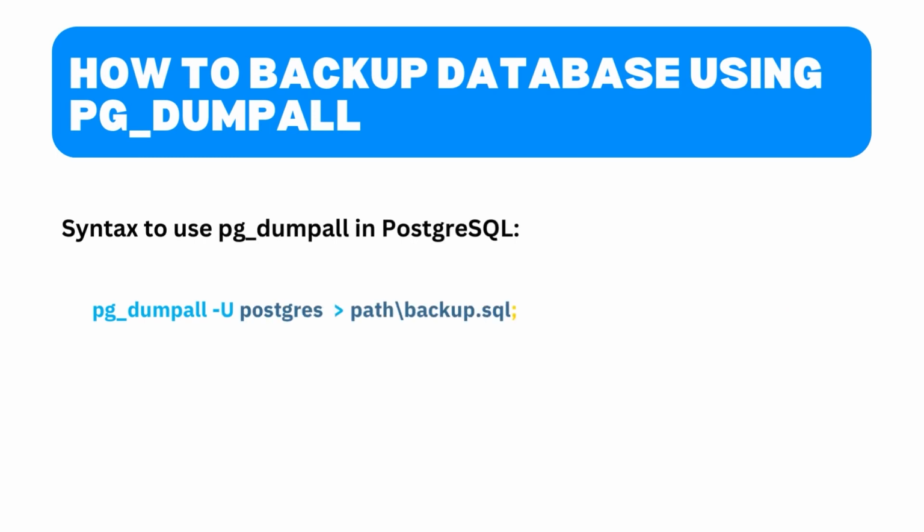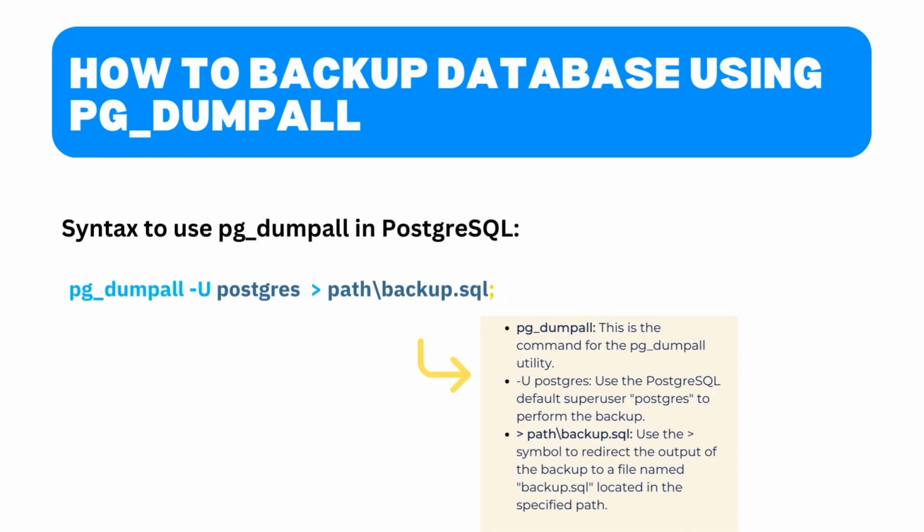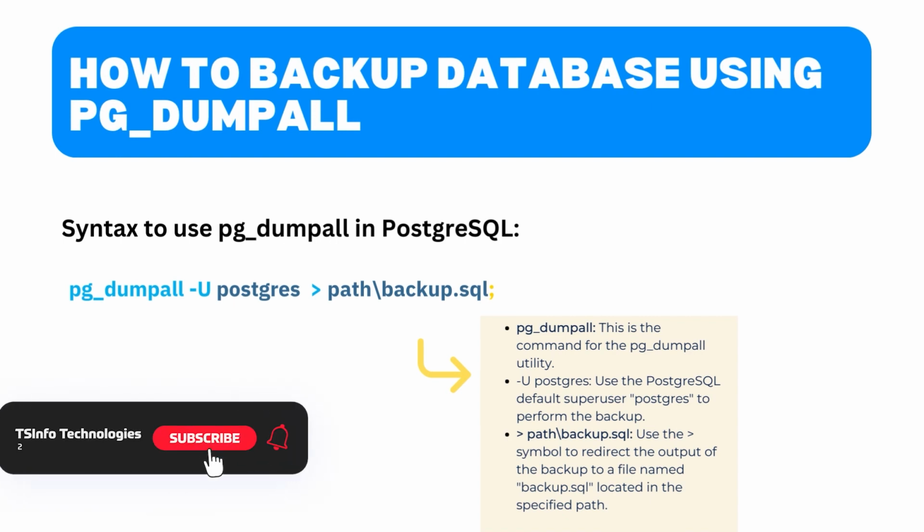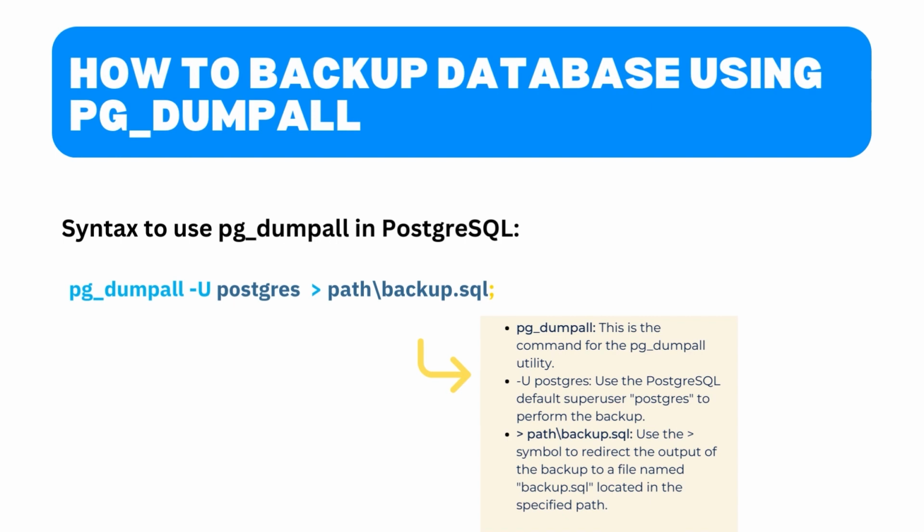pg_dumpall. This is the command for the pg_dumpall utility. -U postgres. Use the PostgreSQL default superuser postgres to perform the backup. It can be any superuser of PostgreSQL. The superuser has the necessary privileges to access all databases. Then a greater than symbol to redirect the output of the backup to a file named backup.sql. You can specify your desired file name, located in the specified path.